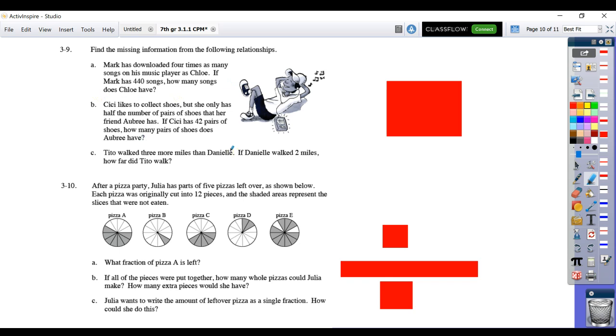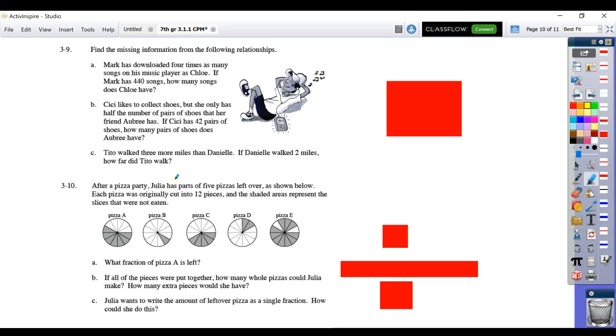And then B, Cece likes to collect shoes, but she only has half the number of pairs as her friend Aubrey has. If Cece has 42 pairs of shoes, how many does Aubrey have? And then C, Tito walked 3 more miles than Danielle. If Danielle walked 2 miles, how far did Tito walk? So just finding those bits of missing information.